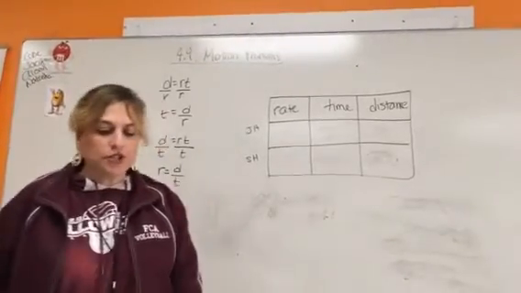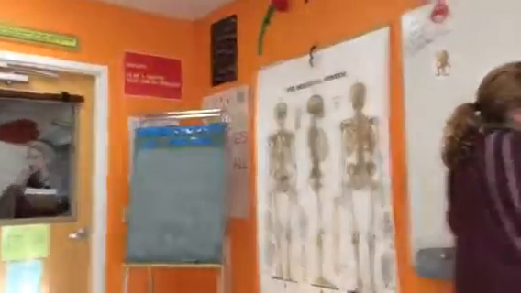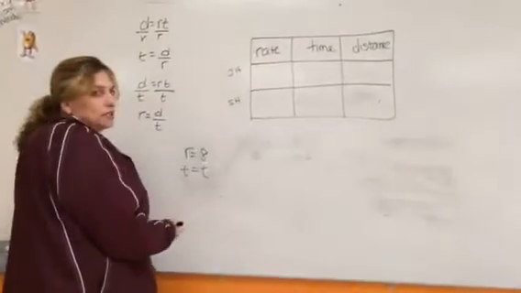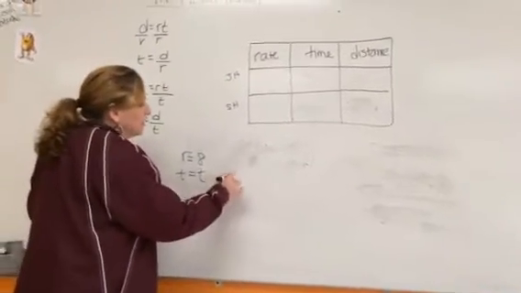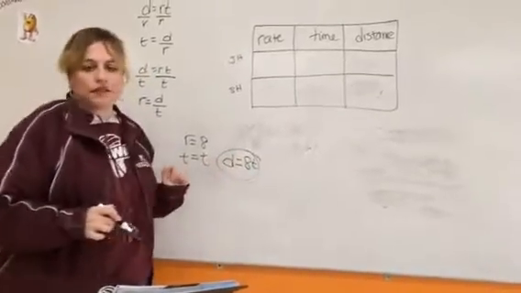Okay, I'm going to read you this one. Jim rides his bicycle at a rate of 8 miles per hour, so rate equals 8, for T hours. It doesn't tell us how many hours, so time is T. It asks what the distance is. Well, we know that D equals RT, so D equals 8T, and that would be the answer for that one.